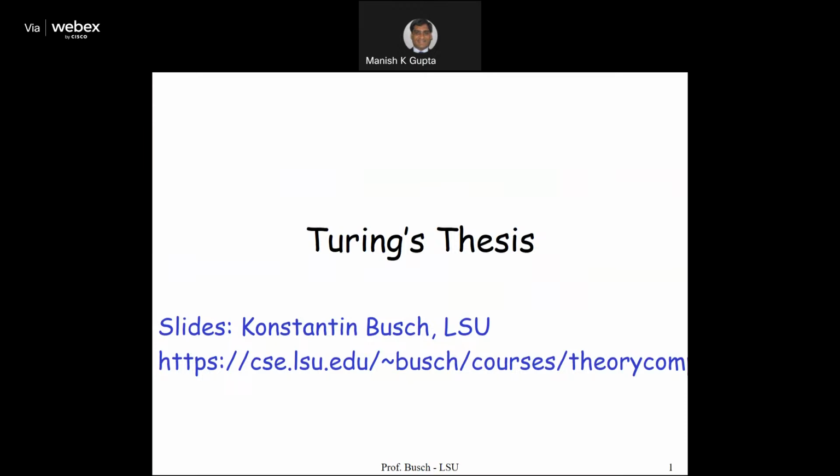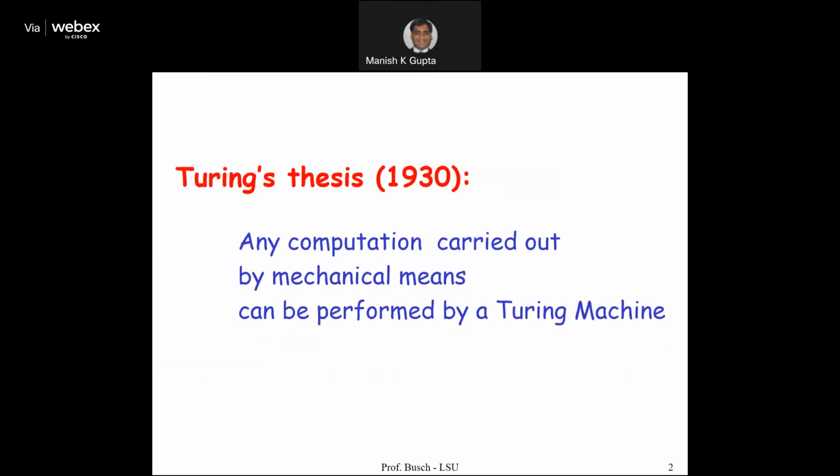Okay, so let me show you. Let me start this. Again, thanks to Professor Bush for the use of his slides. So the Turing thesis says that any computation carried out by mechanical means. Remember, I told you that Turing misunderstood the word mechanical, and that's how he thought of creating this Turing machine. So any computation carried out by mechanical means can be performed by a Turing machine.